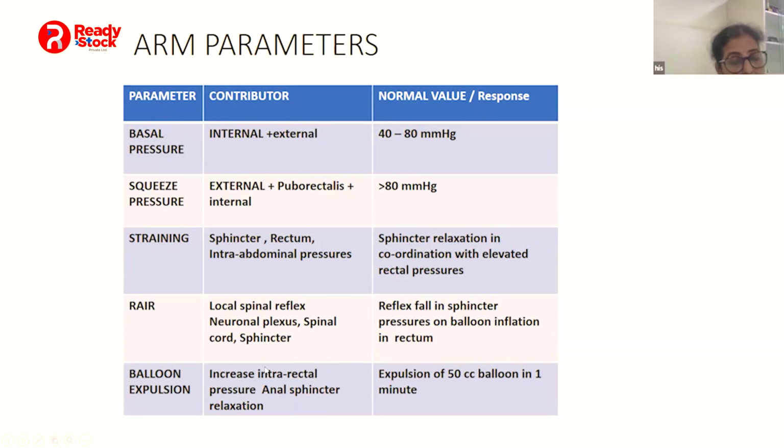The last part is the balloon expulsion. What do we do in the balloon expulsion?